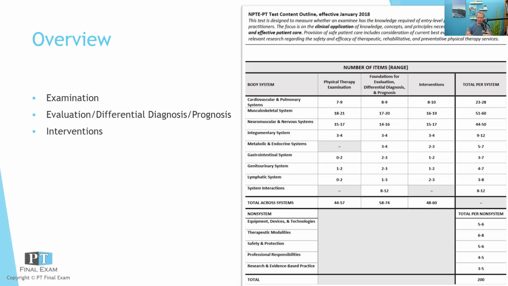And so as you can imagine, the big three systems are heavily represented because that is where most PTs end up practicing, is in either a cardiovascular, musculoskeletal, or neuro setting. Now that being said, it means that you do have to have a cursory knowledge of the other systems, including metabolic endocrine, gastrointestinal, genitourinary, lymphatic, the non-systems. And today we'll be talking about the system interactions on how you bring multiple systems together and how they are presented or how they manifest in a patient or a patient case.